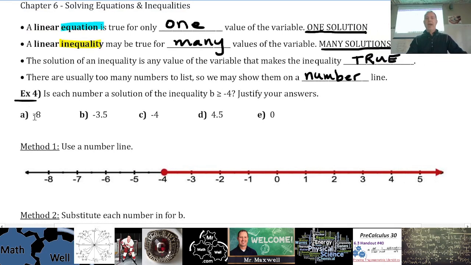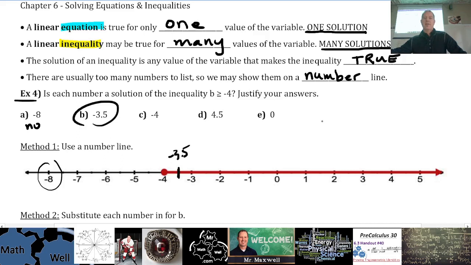So is -8 greater than -4? On the number line, we have -4 as part of this, and then everything to the right of it, because it's everything that's greater. So is -8 a solution here? No, it's not. Why? Because -8's over here. It's not in the red solution area. -3.5. Well, -3.5 is right about here. Is that a solution? Yeah.